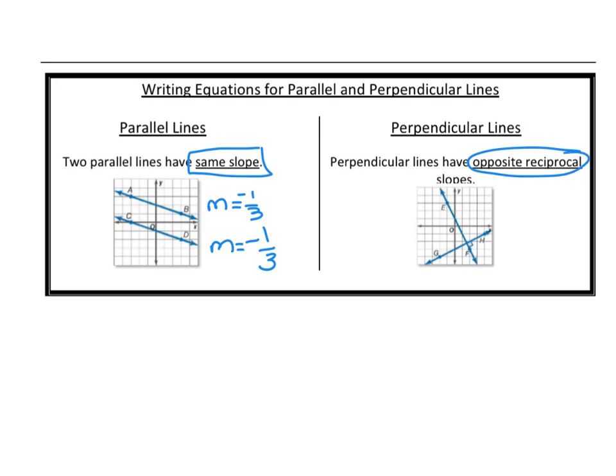So what that means is that for this first one, line EF has a negative 2 slope, and line GH has a positive 1/2 slope. So the opposite reciprocal, the opposite of negative is positive. So we have a positive slope for the second one. And the reciprocal of 2/1 is 1/2.